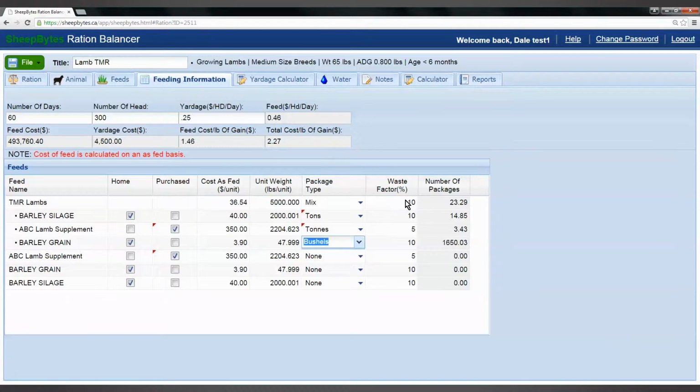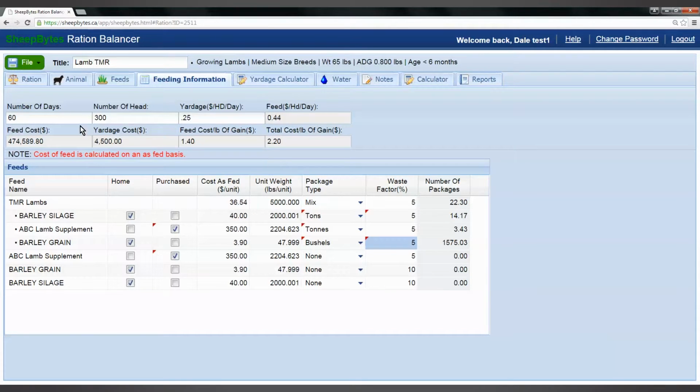Waste factor here, depending on your feeding system. In this case, it's a TMR, so all the waste is probably the same. We will change that from 10 down to 5, and we'll keep all the ingredients there at 5 as far as feed waste. Of note, in round baling feeding systems, you can often have waste as high as 25 or 30%. This now tells you on the far right-hand column here how many packages you need.